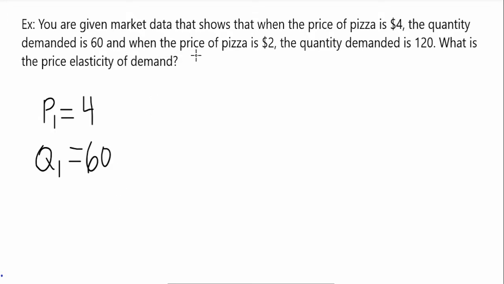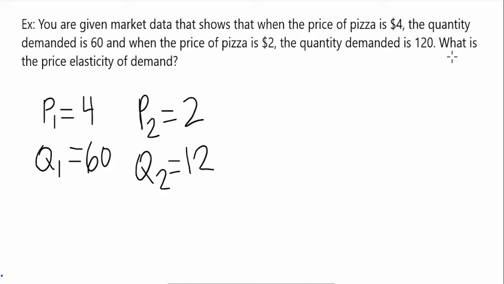All right, let's continue reading. And when the price of pizza is $2, so P2 is 2, the quantity demanded is 120. So quantity demanded here, 120. What is the price elasticity of demand? So essentially all we need to do is plug it into our formula. So let's plug it in.